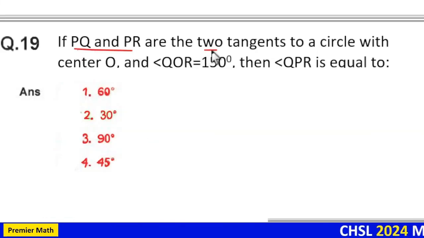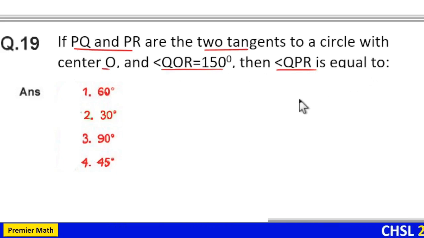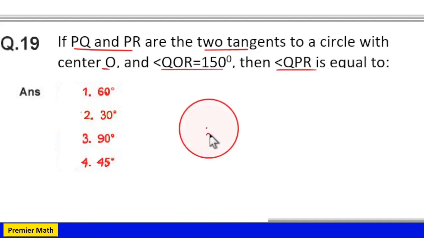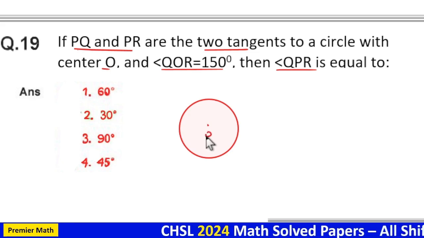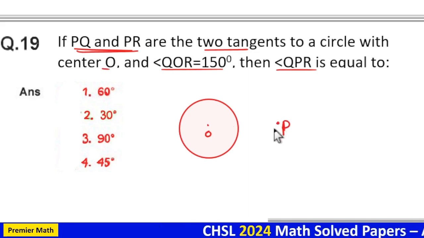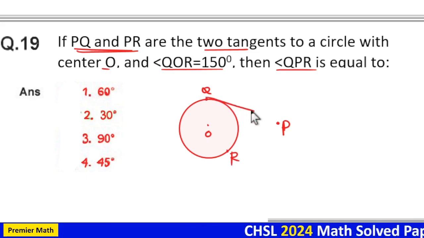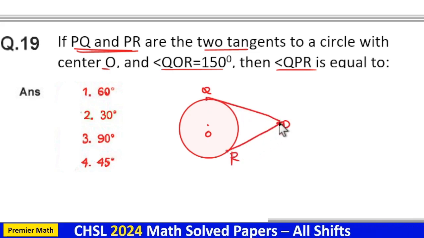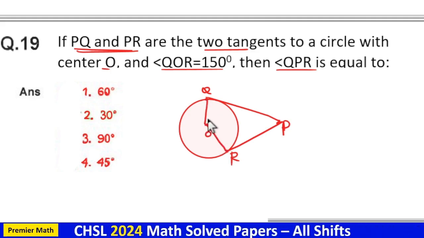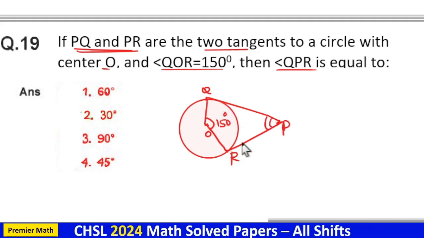If PQ and PR are two tangents to a circle with center O, angle QOR is 150 degree, then angle QPR is equal to. Here, this is the circle with center O. Now, PQ and PR are two tangents means P is common point. Now, this is Q and this is R. Now angle QOR makes 150 degree. Then we have to find out angle QPR, that is this angle.